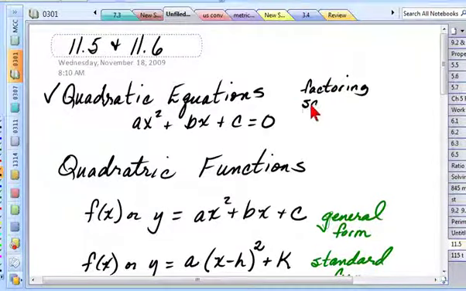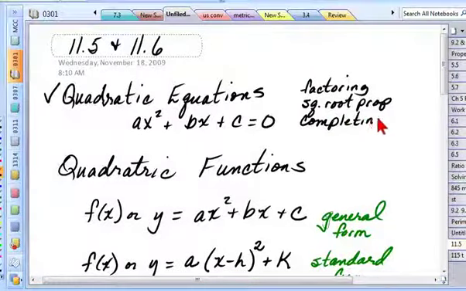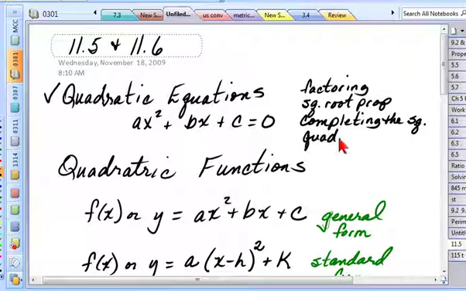when appropriate, the square root property, completing the square, and finally the quadratic formula. That's all for a quadratic equation. Now you notice that the only variable here is x, and it is a quadratic equation in one variable.